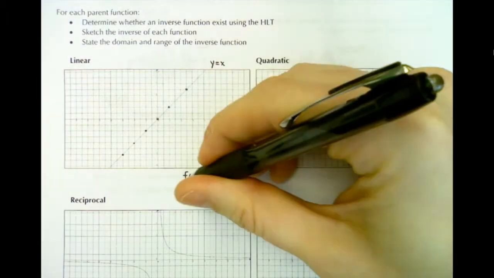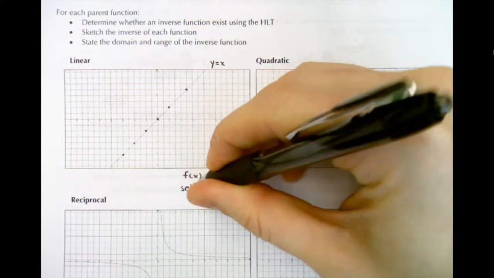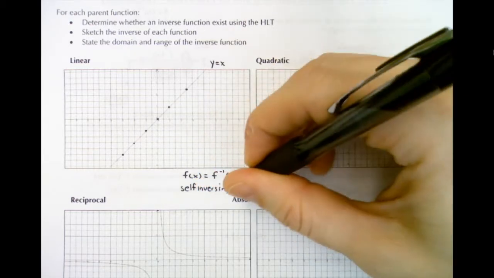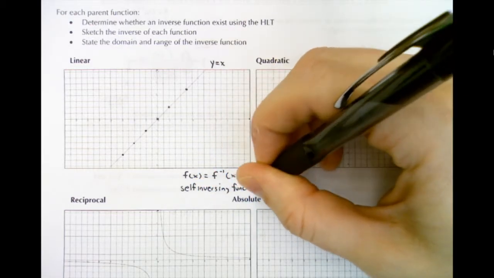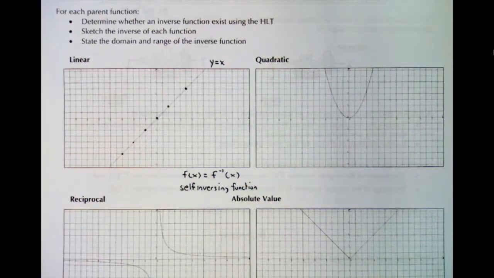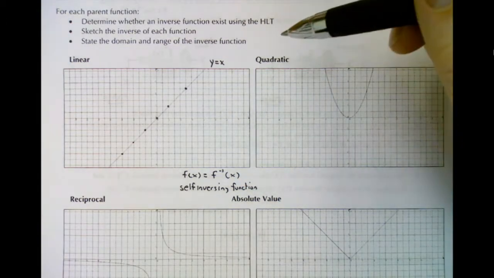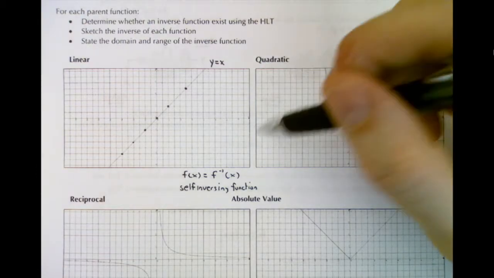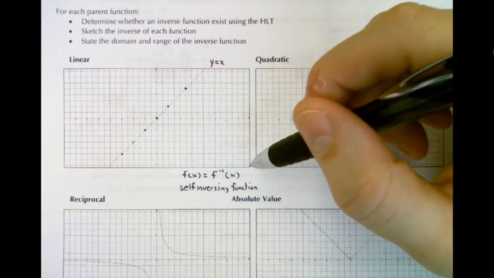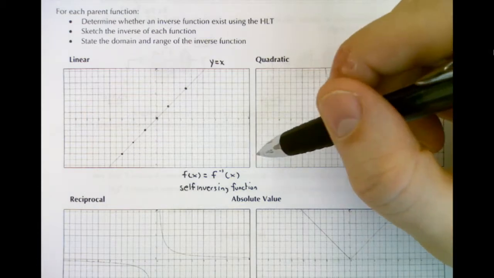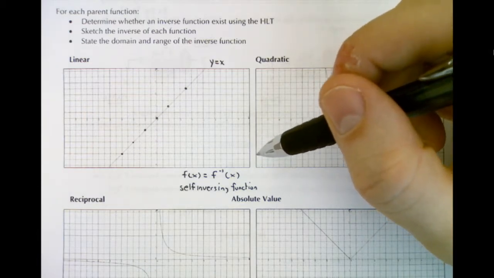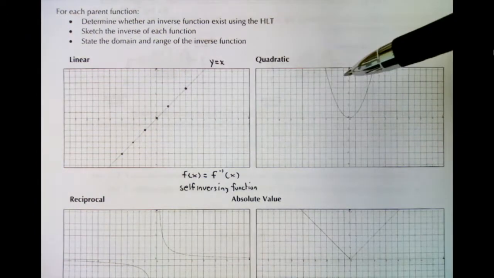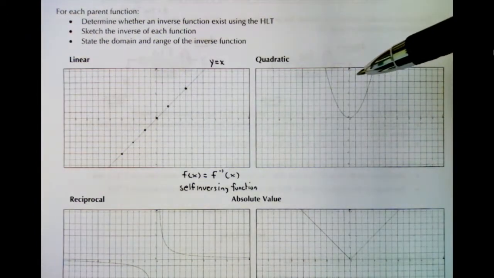This is an example of a self-inversing function. If an original function inverses and ends up being the exact same line, or exact same curve, exact same graph, it itself is its own inverse. And there's a few examples of that in math. And you'll see a couple more maybe as you complete the sheet. But this is definitely one of them. The y equals x graph, the linear function, is its own inverse.